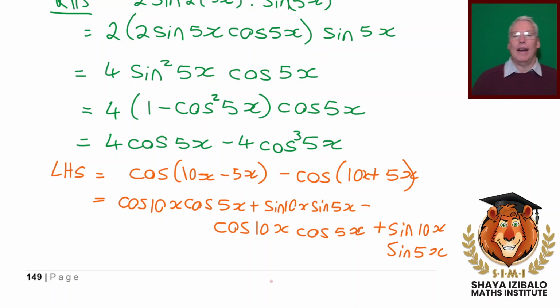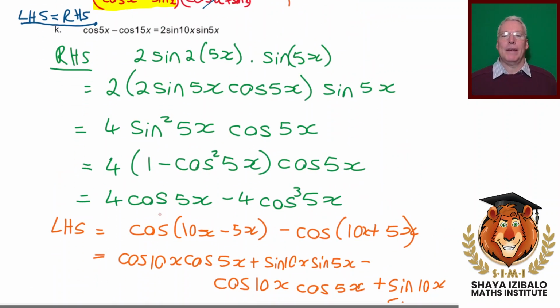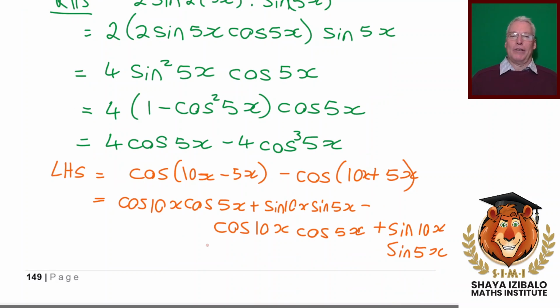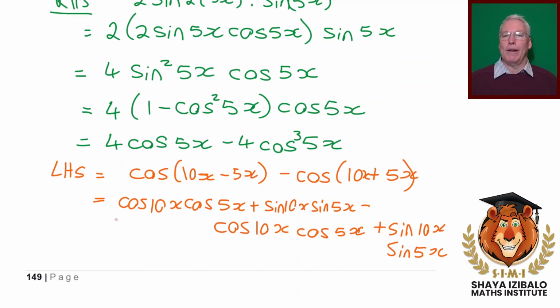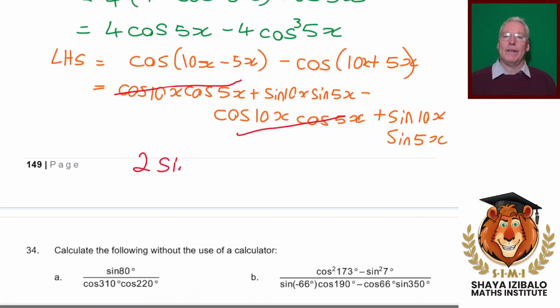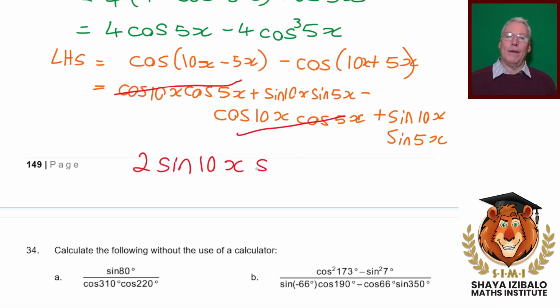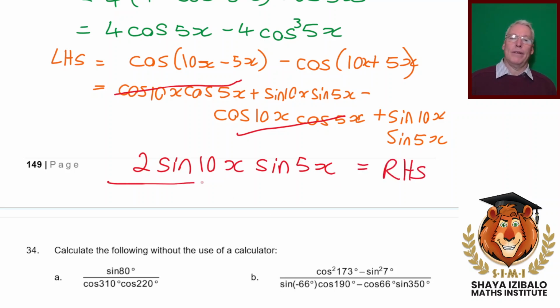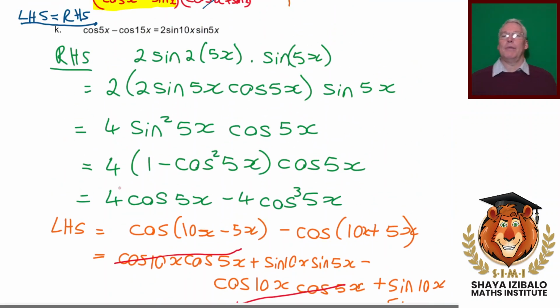Okay, and in fact, I think we've actually got there the other way around. I'll explain what I mean by that. This screen stuff I don't think we're going to need, because notice that this cos 10x cos 5x actually subtracts there, and now we've got sin 10x sin 5x, and another one, so we've got 2 sin 10x sin 5x, and that, guys, is actually equal to the right hand side. Let's just have a look. Yeah, that's equal to the right hand side.